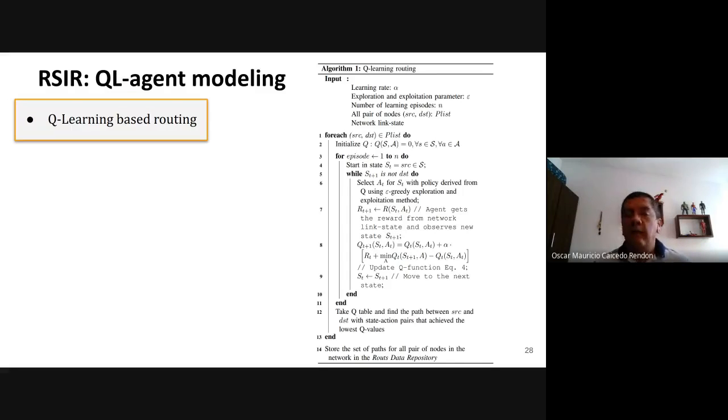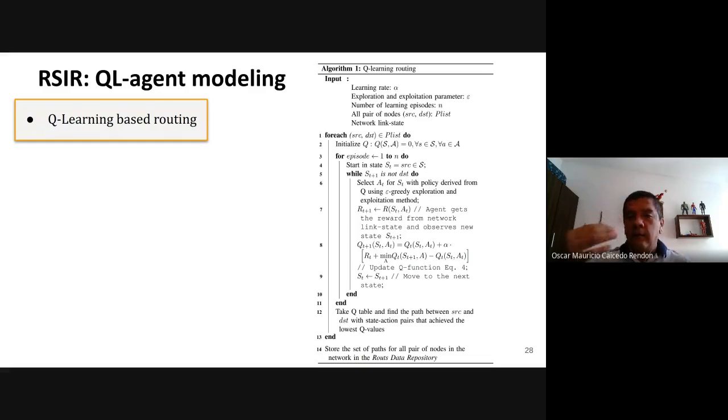This is defined by testing, okay? The exploration and exploitation method, this is also defined by testing, okay? The number of learning episodes, in this case, the information that we are going to provide specifically is the network link state, okay? The network link state, and after that, we initialize the Q table in 0. Okay, all the values of the Q learning are in 0.